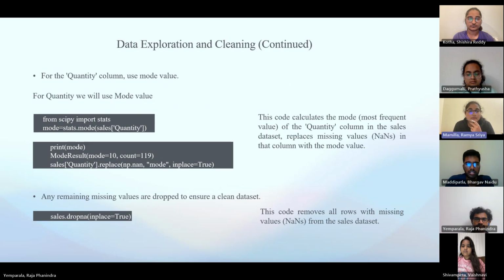Next, coming to the example of the quantity column, we use the mode value. This code calculates the most frequent value of the quantity column in the sales dataset and replaces the missing values in the column with the mode value. Here we are printing these values. Mode result: mode equals 10 and mode equals 119. Next, any remaining missing values can be dropped by using dropna. And the next slides will be continued by my teammate.